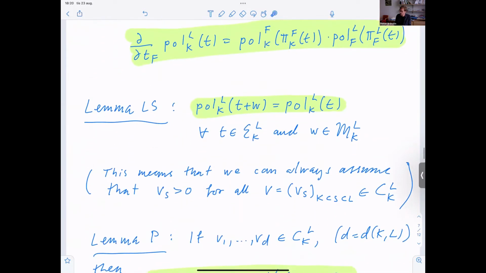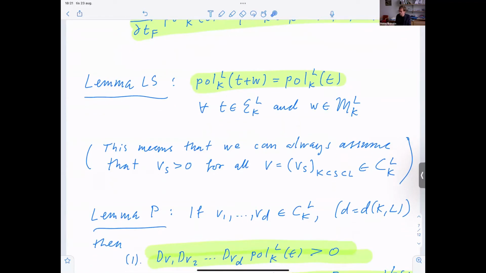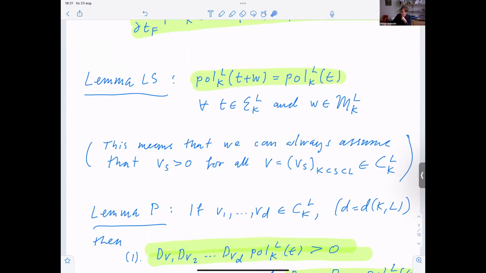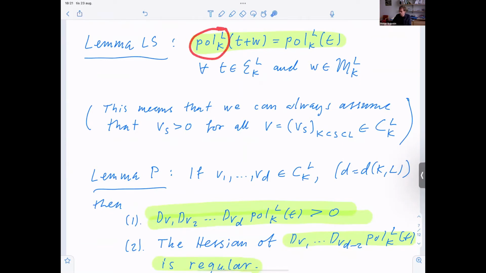And indeed, just as for linear polynomials, these polynomials are invariant under shifting the variables by some elements in the modular cone. So what does this mean? By effectiveness, we can always assume that all the entries are positive for any v in CKL when we want to evaluate this polynomial. This is another important property. One way of phrasing this is that this polynomial is a polynomial on the quotient space of this and this.